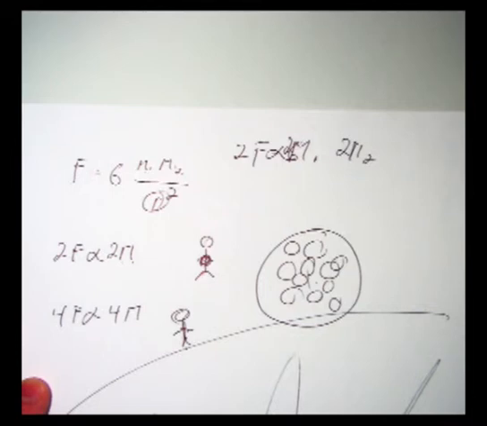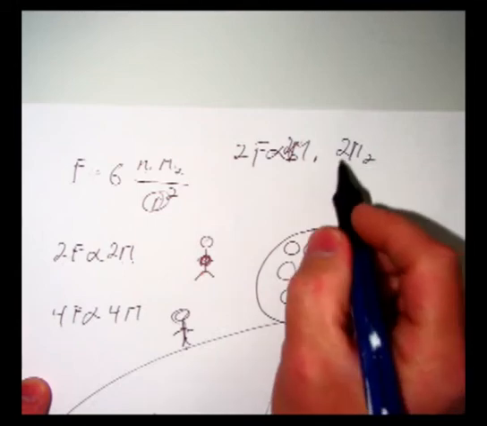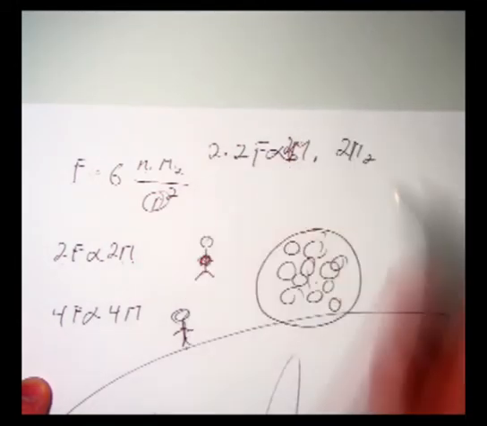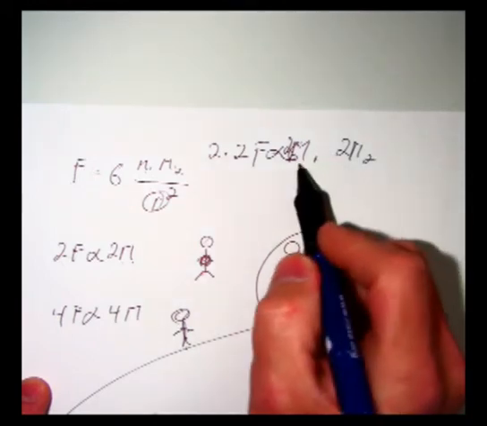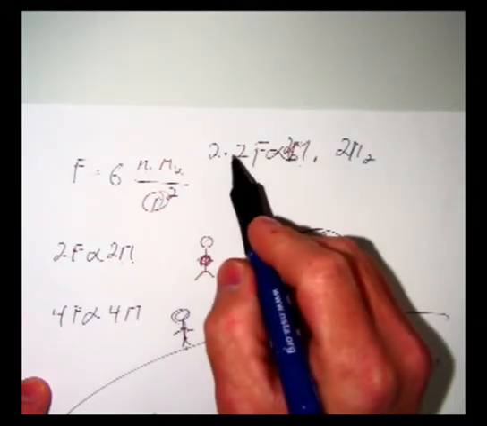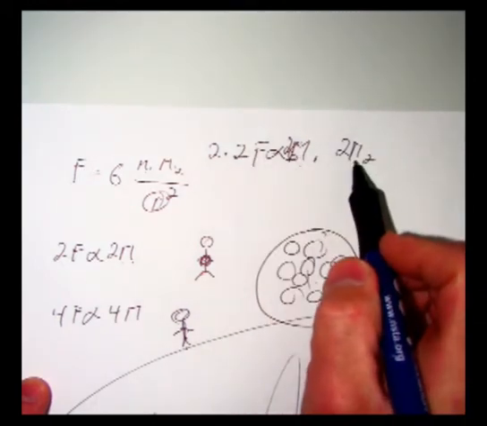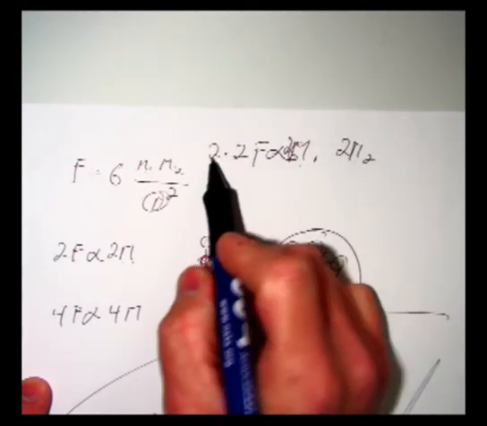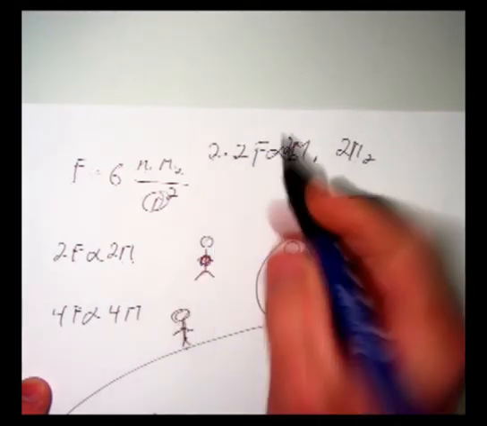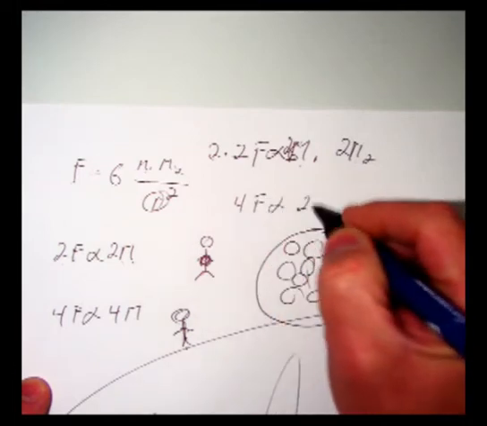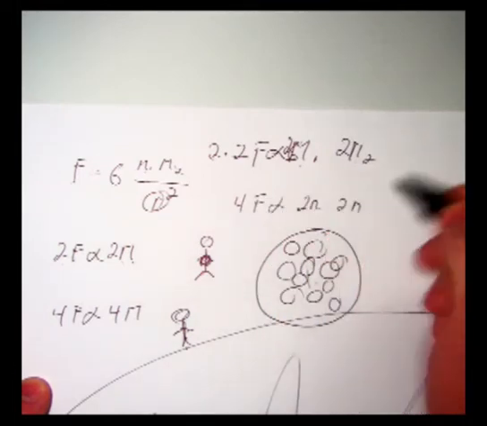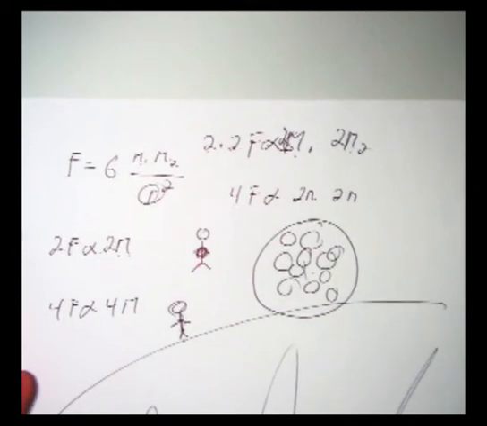If I double the M, so if I get twice as massive, if I double how much mass I have, what happens to force? It gets twice as big, because anything I do to this side, I got to do to that side. So if I go out and eat a bunch of donuts and gain twice my weight, then I'm going to be twice as massive. So I'm also going to be twice as attractive, gravitationally speaking.